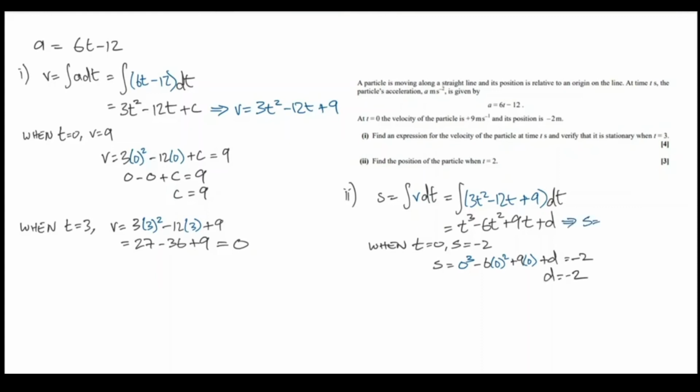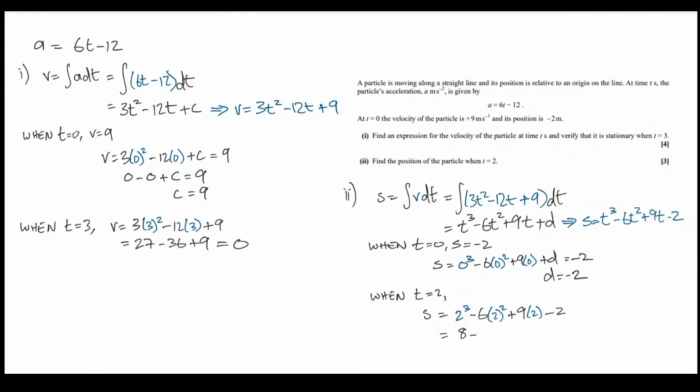That helps us to rewrite the displacement equation. S equals t cubed minus 6t squared plus 9t minus 2. The question has asked us to find the position when t equals 2. So substituting 2 into this expression we've just found will give us that position. So here we go. 2 cubed minus 6 times 2 squared plus 9 times 2, and then subtract 2. That's 8 minus 24 plus 18, subtract 2. Altogether gives us 0.